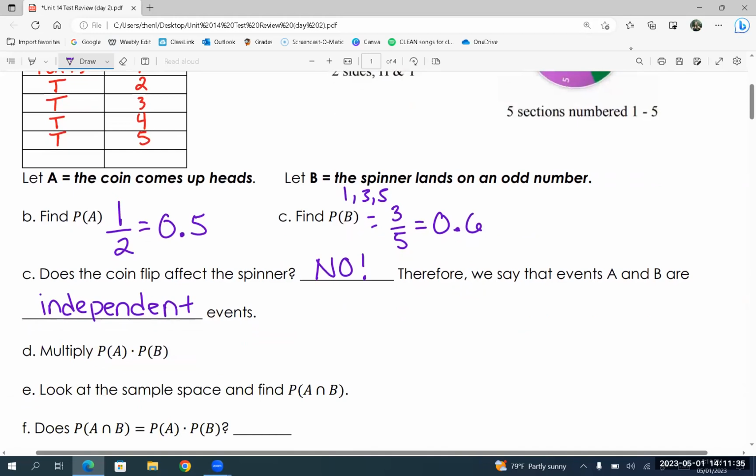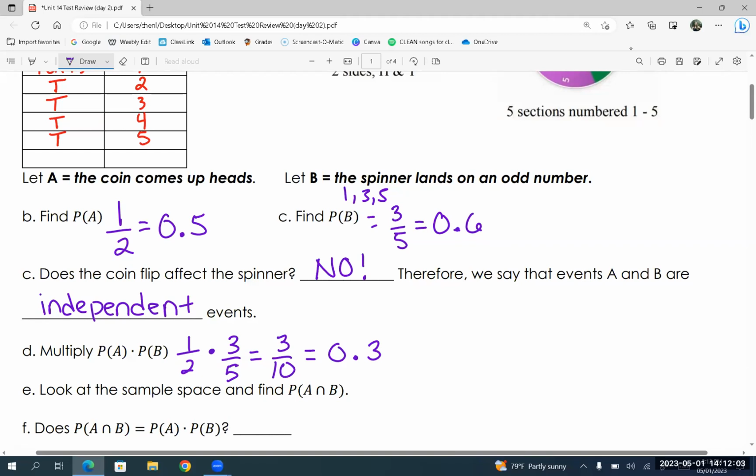Okay, part D, multiply the probability of A times the probability of B. So that would be 1/2 times 3/5, which we multiply across when multiplying fractions. So 1 times 3 is 3, 2 times 5 is 10. So it'd be 3 out of 10, or 0.3.